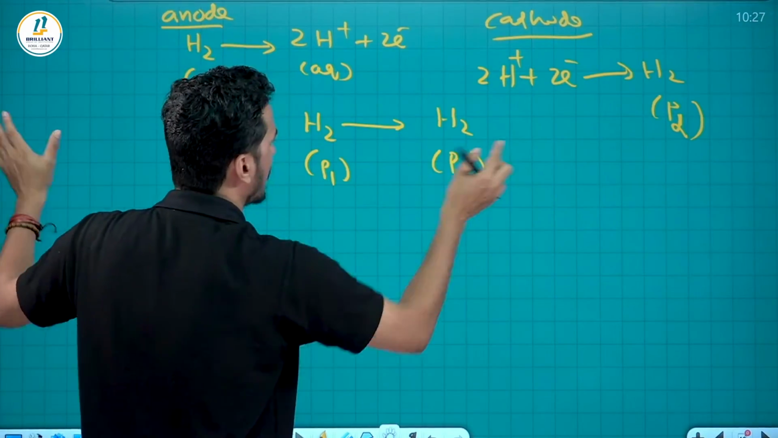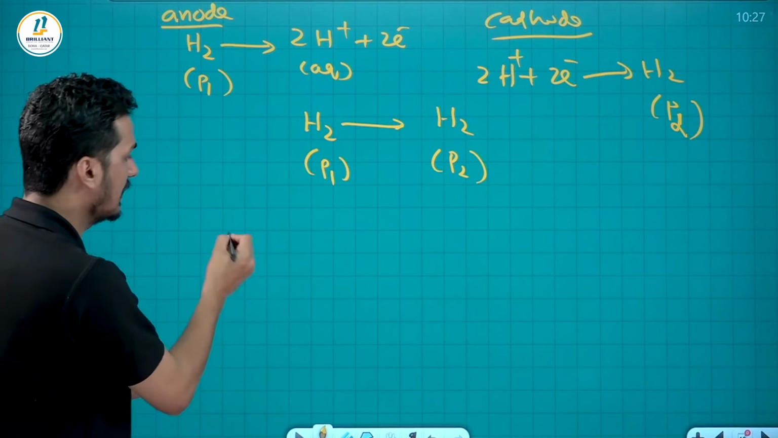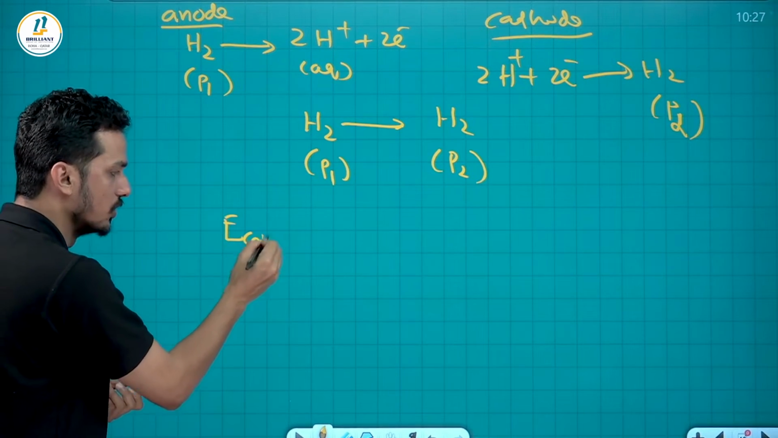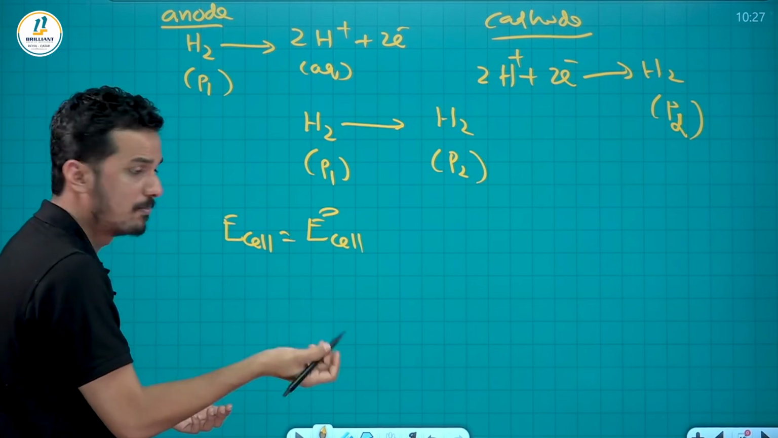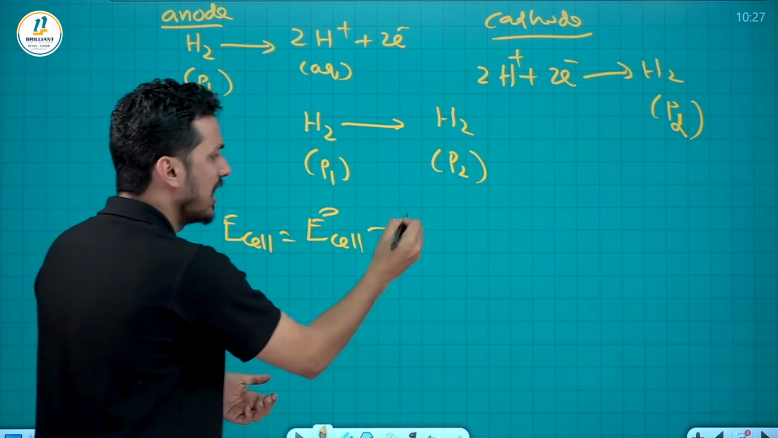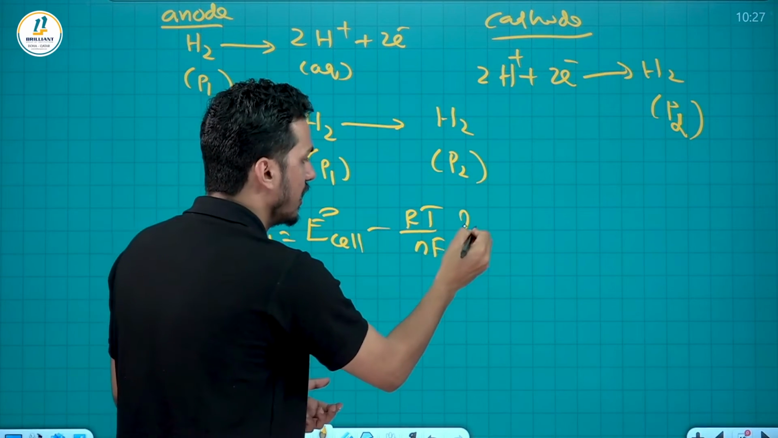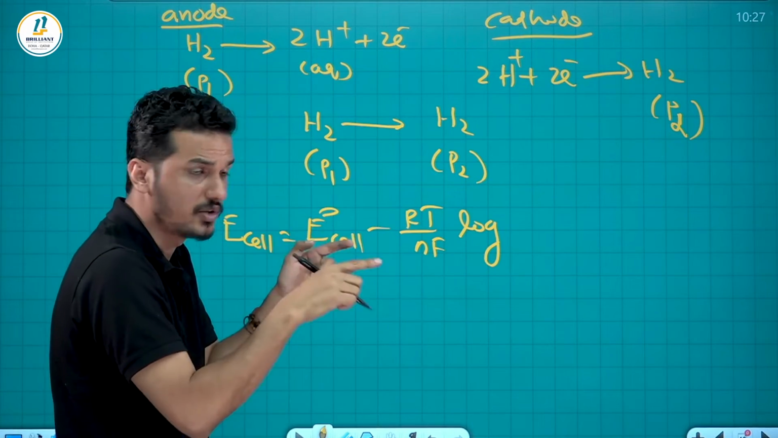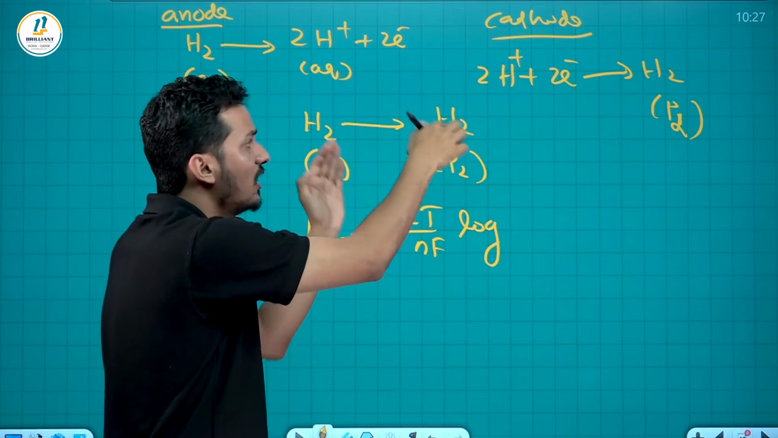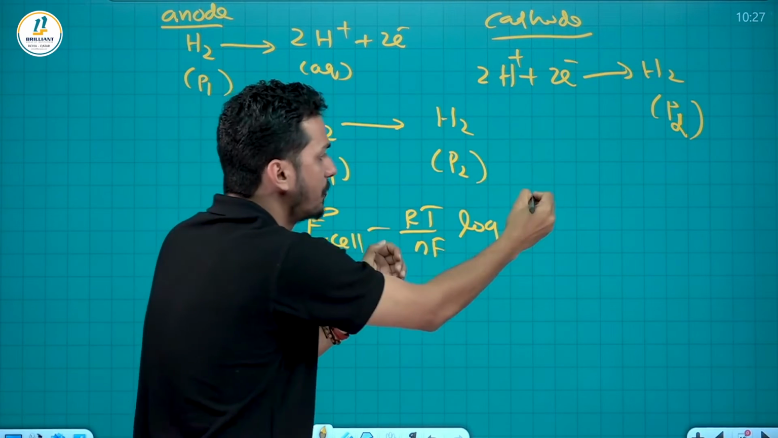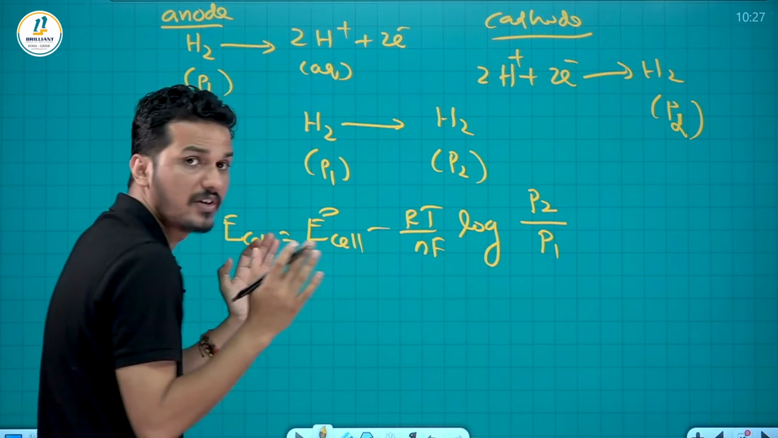So now I can write the reaction. What's the E cell? What is the formula? E cell equals E0 cell minus RT by NF log, where we used concentration, here we are using pressure. So the pressure of the final one, that is P2, divided by the initial, that is P1. Likewise only we are writing.